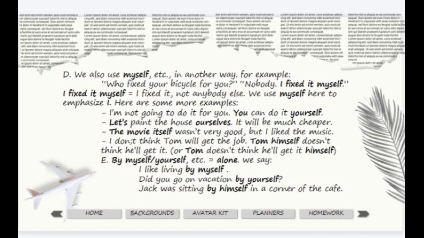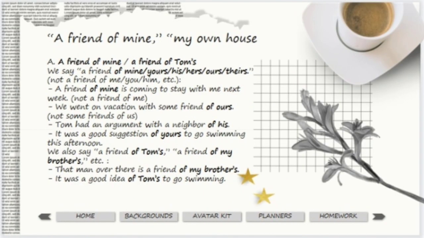Jack was sitting by himself in a corner of the cafe. The next: a friend of mine, my own house. A friend of mine or a friend of Tom's. We say a friend of mine or yours, his, hers, ours, and theirs. It's not a friend of me, you, him, and etc.